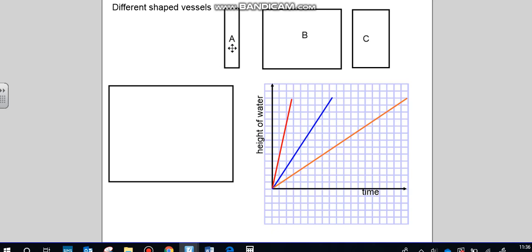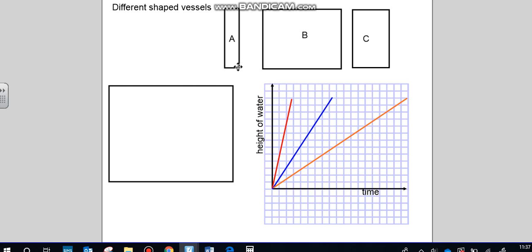So when we pour water in A, does the water height go up very, very quickly, or is it quite slow? When I fill B, does the water height go up very quickly, or is it much slower? And what about C? Hopefully you've realised that this one's going to be going up very quickly. If you're not sure, see if you can find in your house a very, very narrow glass and maybe a very wide bowl, and just look at the height pouring in at the same rate.